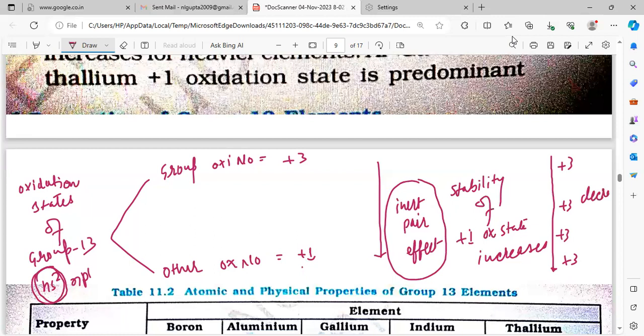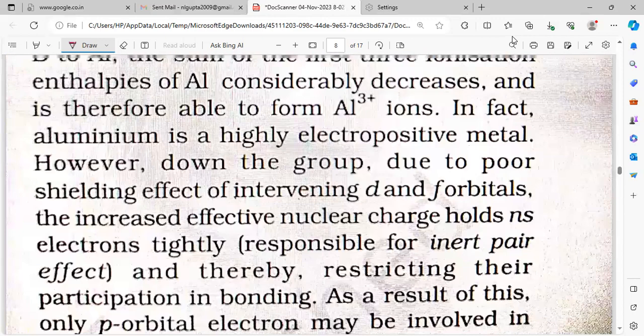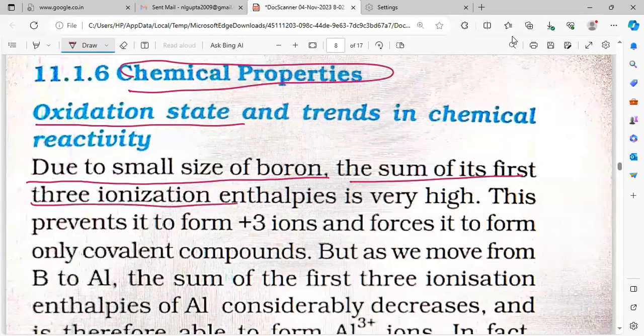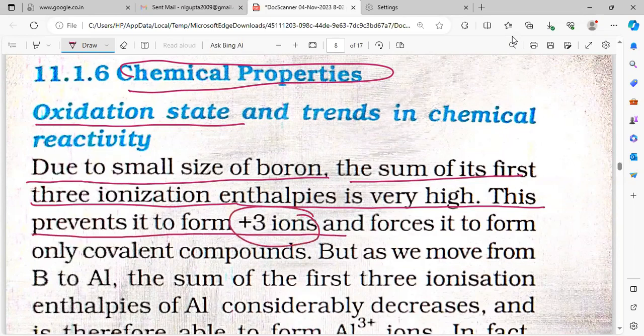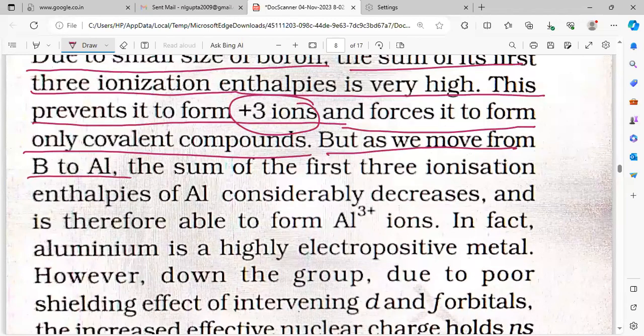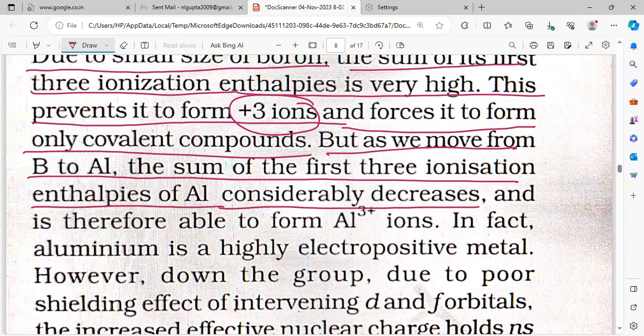Now let us go back and read the slides. Due to the small size of boron, the sum of its first three ionization enthalpies is very high. This prevents it from forming the +3 ion and forces it to form only covalent compounds. But as we move from boron to aluminum, the sum of the first three ionization enthalpies of aluminum considerably decreases, and it is therefore able to form the +3 oxidation state.